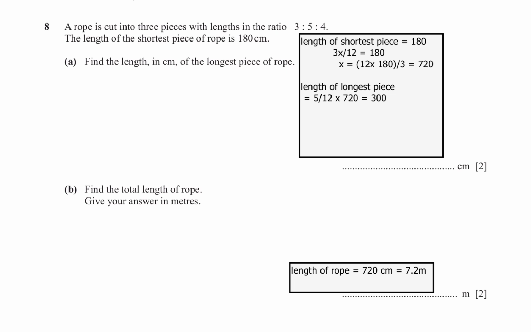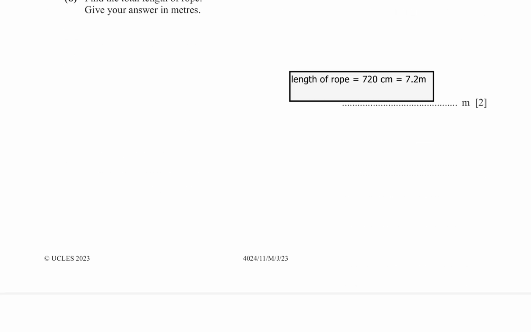So the length of the rope is 720, and for the longest piece we will take the highest ratio, which is 5. So 5 over 12 times 720 is 300. So the length of the longest piece in centimeters is 300. Find the total length of the rope. We already calculated the total length in part A, which is 720 centimeters or 7.2 meters.